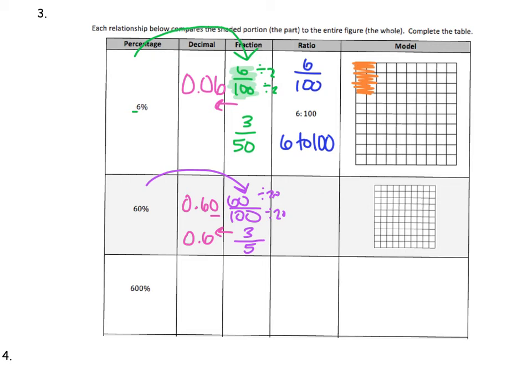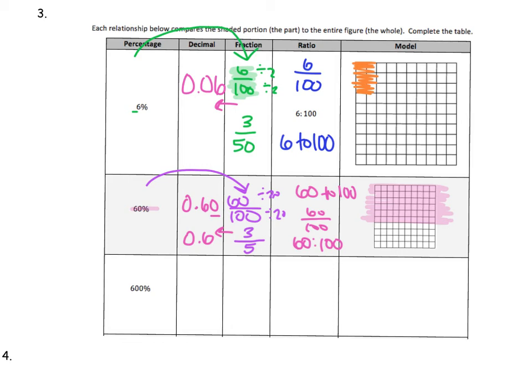So my ratio is 60 to 100. Or you could write 60 over 100 or 60 colon 100. Those are all 3 ways of writing the same ratio. And on a hundreds grid, I know I have to fill in 60 boxes. So I have 10, 20, 30, 40, 50, 60.